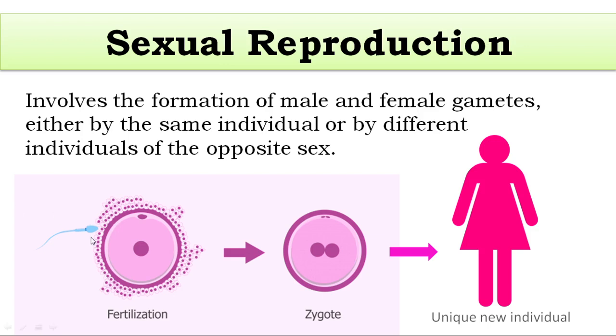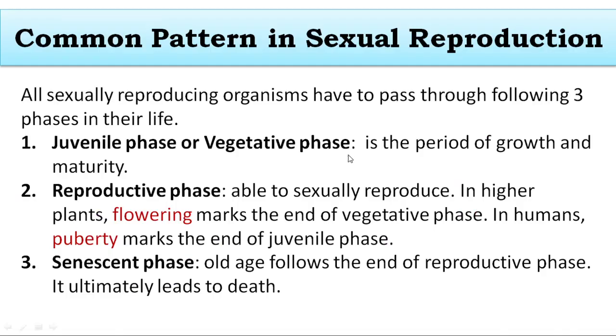Therefore we say that sexual reproduction creates genetic variation, and genetic variation is very important for the survival of the species and for the evolution of the species. Is it clear? Right, because of variation, nature selects the species or the individuals who are fit to survive in the conditions provided by nature. Okay, so that was the introduction to sexual reproduction.